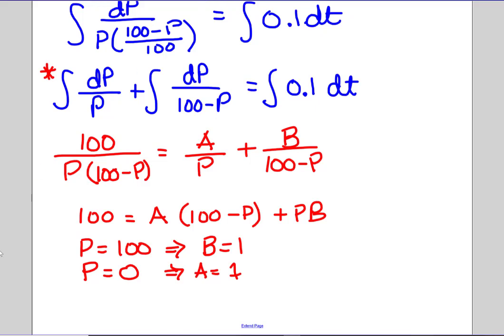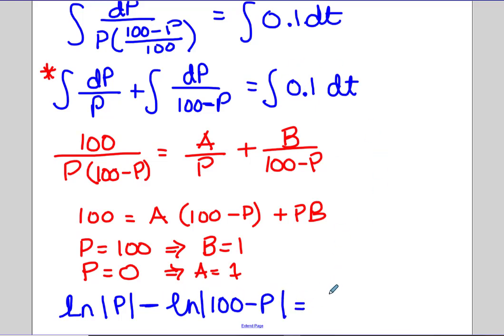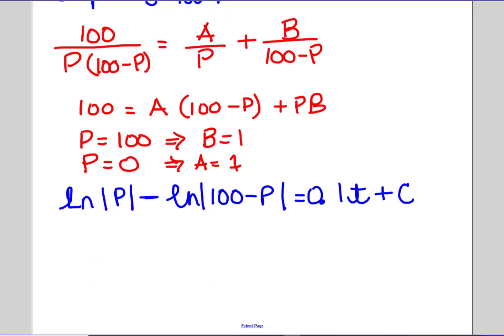And then going back to our problem, this is natural log of absolute value of P. And then we've got natural log of 100 minus P times the derivative of negative P. So that's negative natural log of 100 minus P. And this integral is 1/10 of T plus a constant. So again, we want to exponentiate both sides, this side and this side.